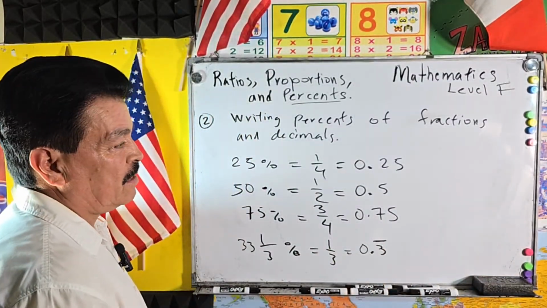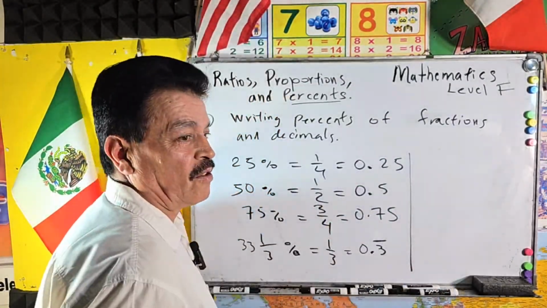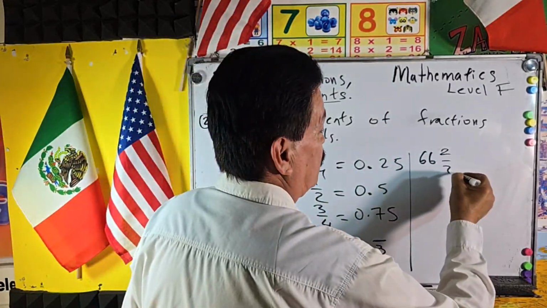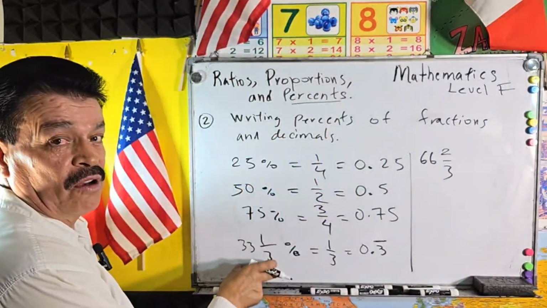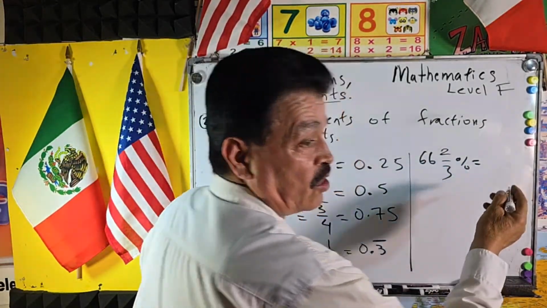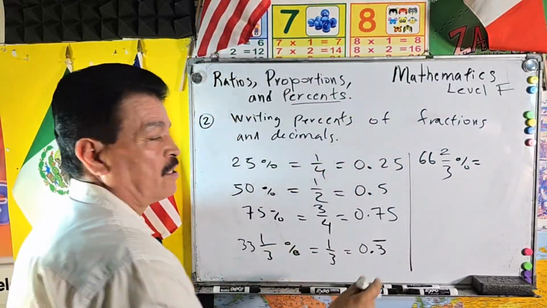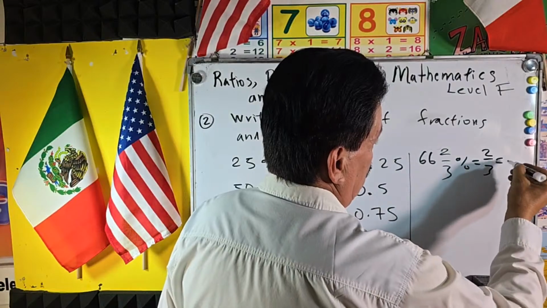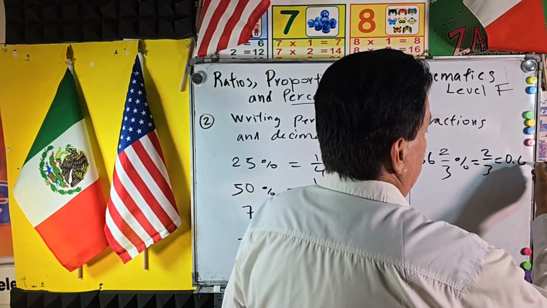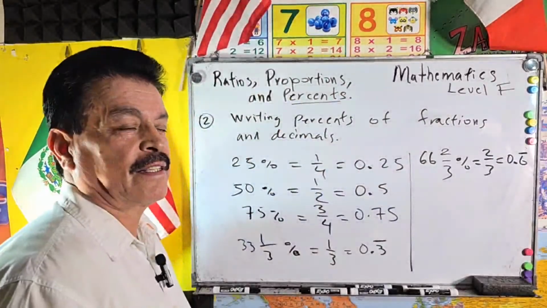Okay. Let me write another one. Example here in this section, 66 2/3%, for instance. Look at this. It's a double, a double percent. What happened here? 2/3 is equal to 0.6 and so on. Continue. 6. All right.